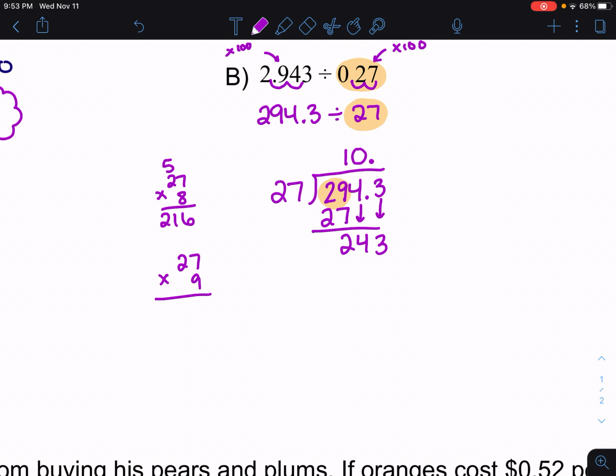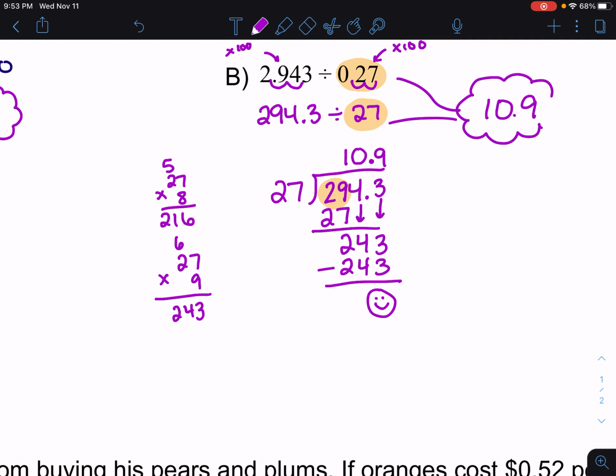So let's try 27 times 9. 9 times 7 is 63, so carry the 6. 9 times 2 is 18, plus 6 is 24. Okay, so 9 works. 9 times 27 is 243. And when I subtract, I get that lovely 0 that I wanted. So the answer to my division question is 10.9.